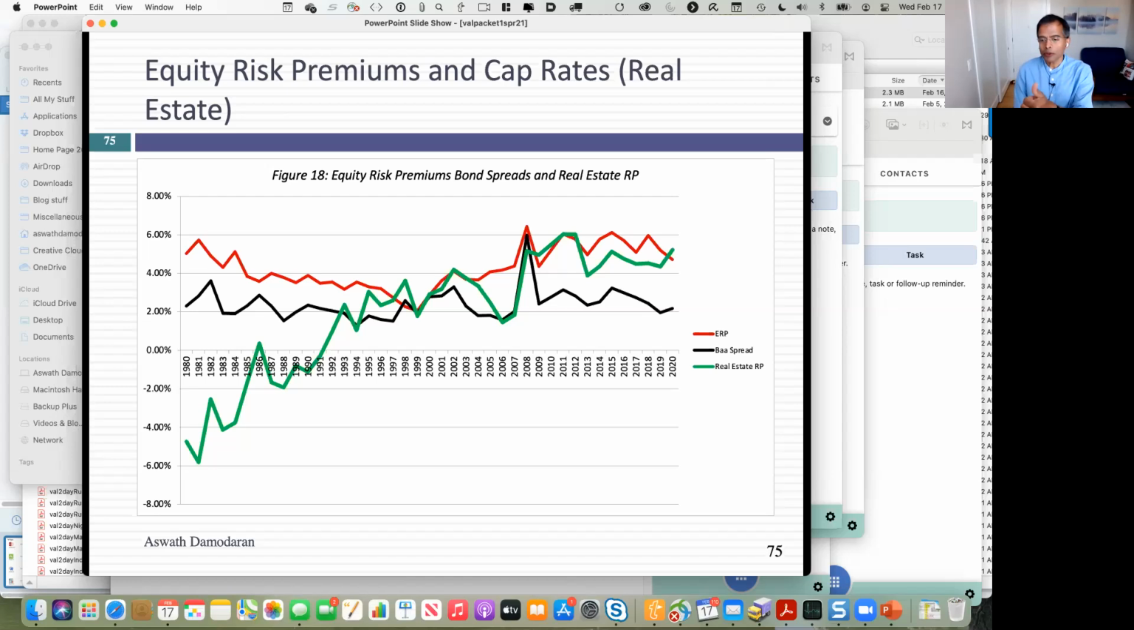The equity risk premium is the price of risk in the equity market. The bond default spreads are the price of risk in the corporate bond market. Any of you with a real estate background here? You know what a cap rate is in real estate? Anybody have a? Ali, what's a cap rate in real estate?